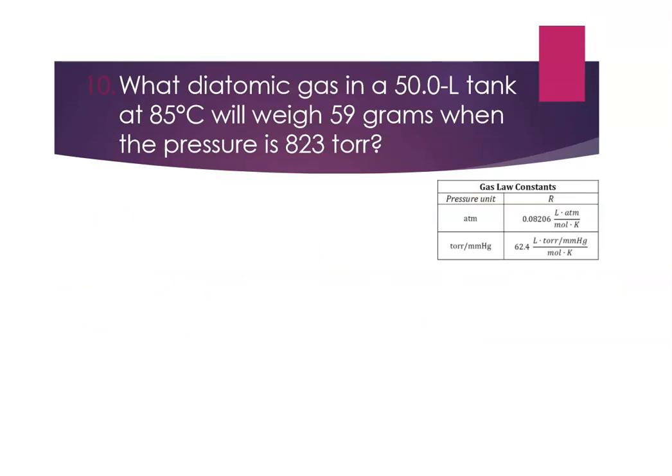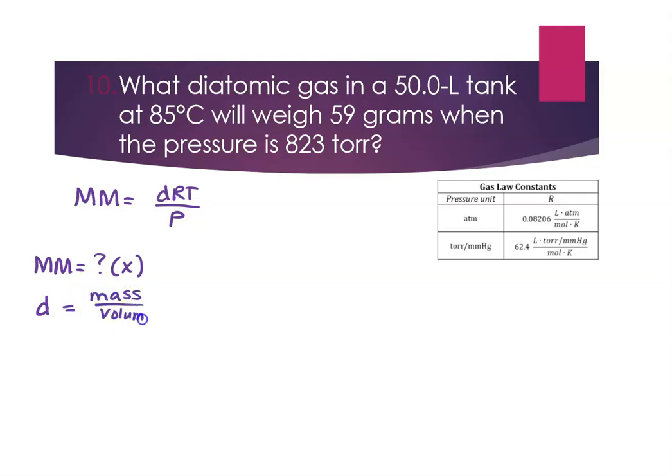This says what diatomic gas in a 50-liter tank at 85 Celsius will weigh 59 grams when the pressure is 823 torr. So this is asking us for which gas, so that again is the identity of something, so we'll need to find the molar mass. So we'll use MM P equals DRT and solve for molar mass. Density is not given here, but we can't have two variables, so we can use our density equation, which is mass divided by volume. So the mass that's given here is 59 grams. The volume that's given is 50 liters. So when we do that math, we get that our density is 1.18 grams per liter.